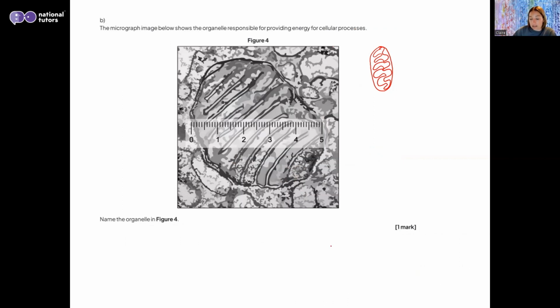So all you have to write on this answer is mitochondria. There's only one mark, and that's all you need. So always check the number of marks. Name the organelle, just write mitochondria.